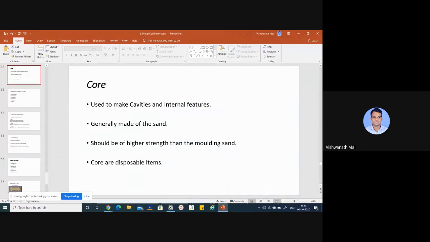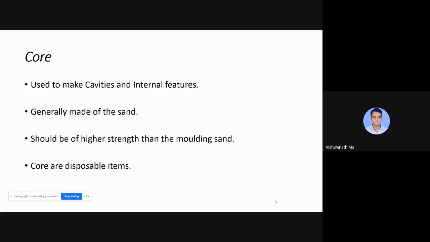Today we are going to start the core. In the last lecture, we revised whatever we have covered, like pattern, then its types. Then we saw the molding side and its types of properties. Now, the next part which we are going to study is the core. Some theory about the core we have already discussed.